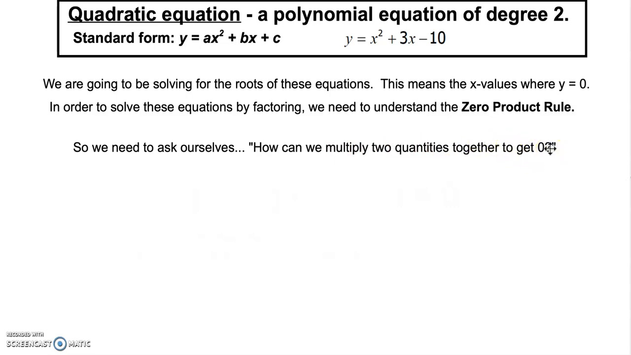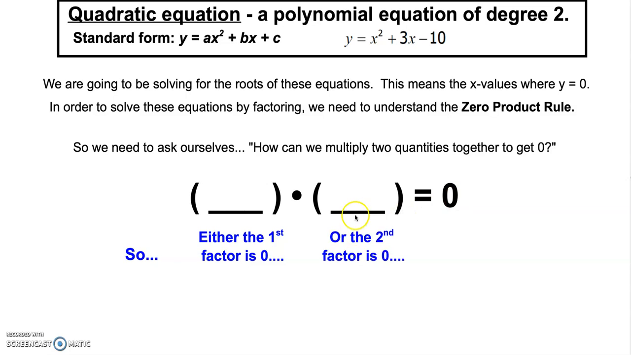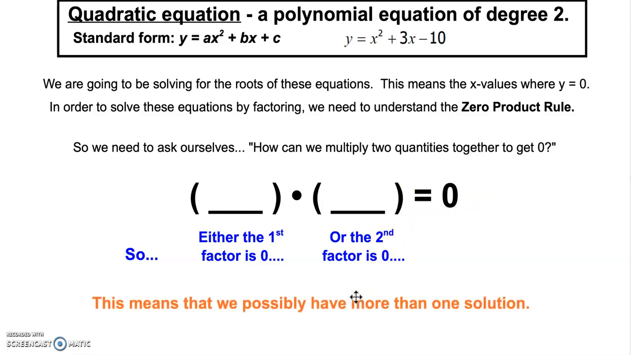Well, how do you multiply and get 0? We have two quantities here that have to equal 0. Either the first one is 0, where it would be 0 times something, and that would give us 0, or the second factor is 0, where we have something times 0 is equal to 0. So we have options. This means that we possibly have more than one solution. We have where this part could be 0 or where this part could be 0.